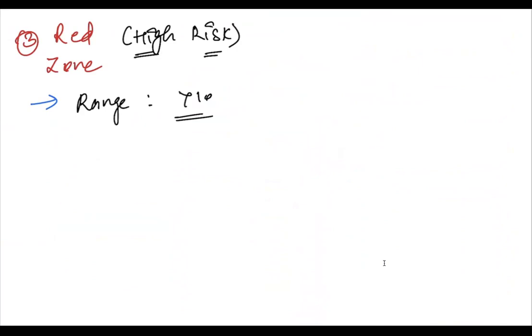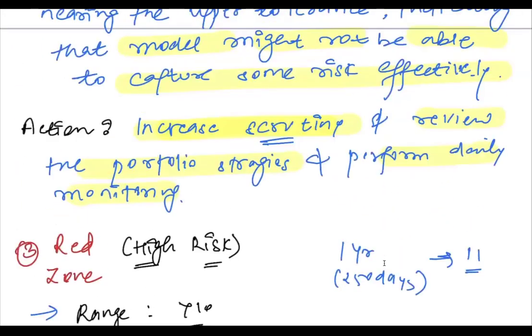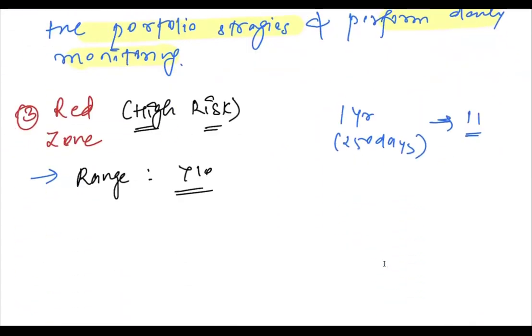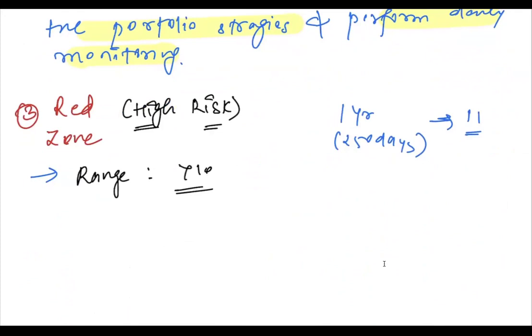Basically, what I'm trying to say here is that in the last 1 year, the last 250 days, we saw that for greater than 10, which means 11 days, there were losses which were greater than the value at risk number. So here the risk levels are high, with a significant frequency of breaches, suggesting the model is inaccurate or there are severe risk management issues.